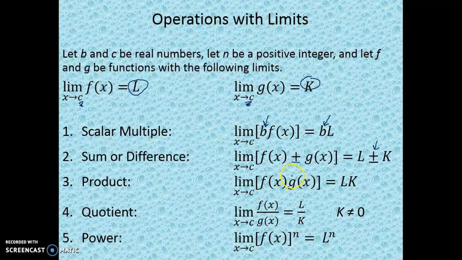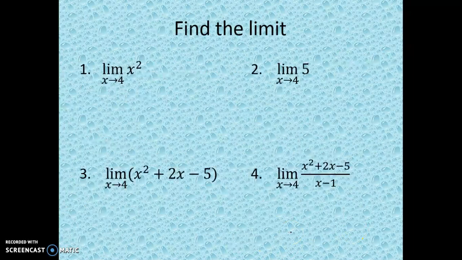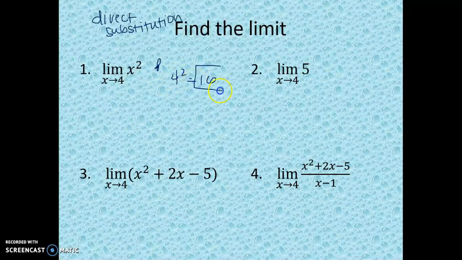Your product, if it was multiplied, again you just multiply your two answers that you got over here. Same with division, of course, making sure that the limit for g was not 0 because you can't divide by 0. And same with your powers. So looking at these, the limit as x approaches 4 of x squared. We're going to use a method called direct substitution. And actually you will pretty much always try to use this method unless I tell you to use a table or a graph. And that's where you just plug it in. So 4 squared is 16, so my limit is 16.